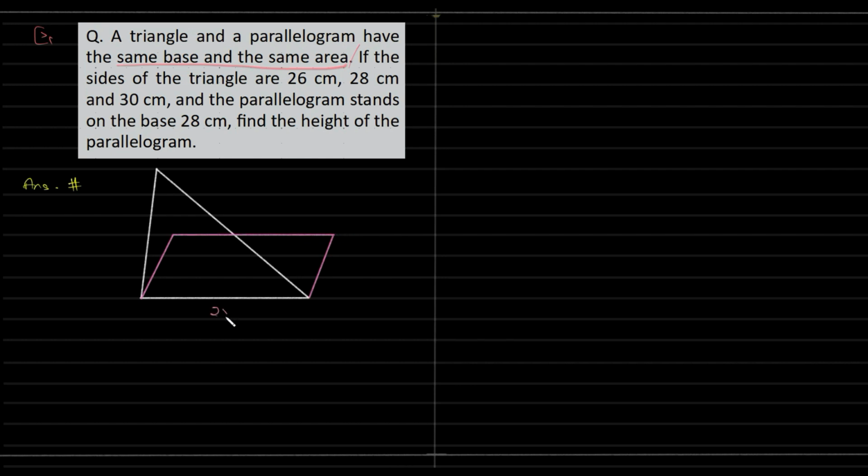So this is of length 28 centimeter. So this is say 30 and that's 26. So this is of height H. This is what we need to find. With this as the base, what is the height is the question. So it's a very clear cut question. We need to find the area of the triangle, and thus we'll find the area of the parallelogram. We know that area of parallelogram is also equal to base into height. So we know the base, we know the height. We'll find the area and equate them and solve it.